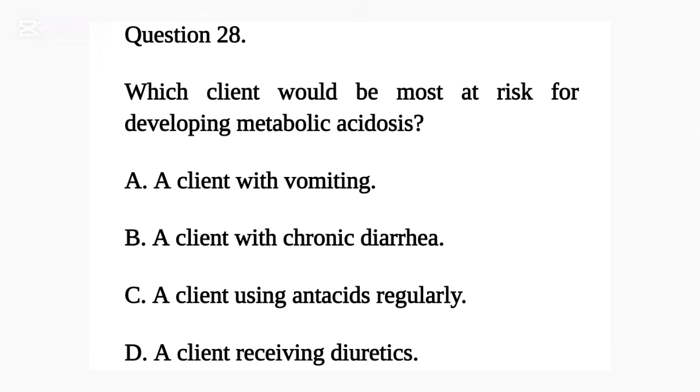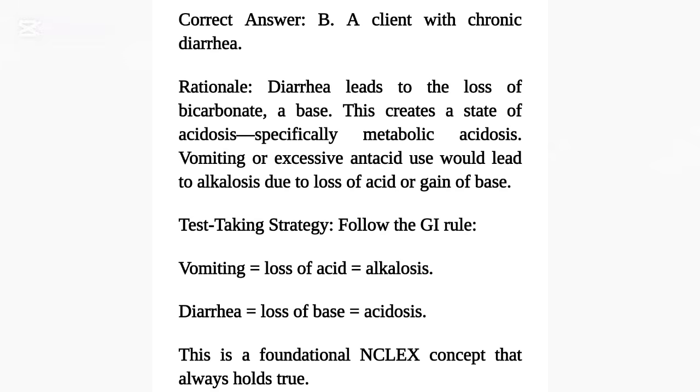Question 28. Which client would be most at risk for developing metabolic acidosis? A. A client with vomiting. B. A client with chronic diarrhea. C. A client using antacids regularly. D. A client receiving diuretics. Correct answer, B. A client with chronic diarrhea.